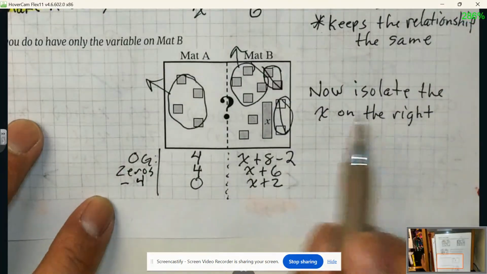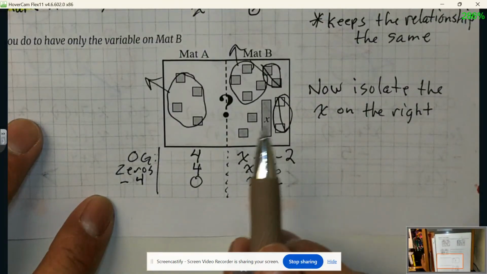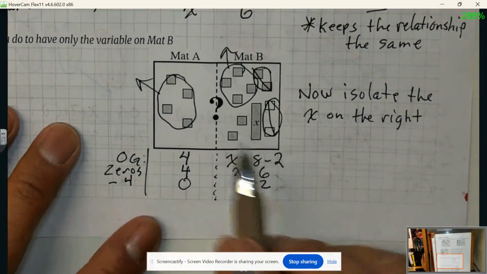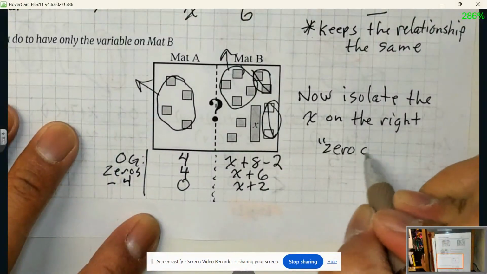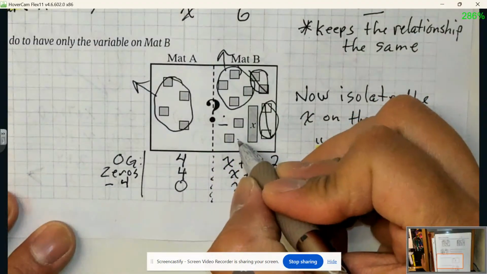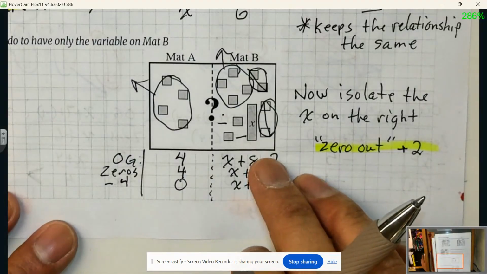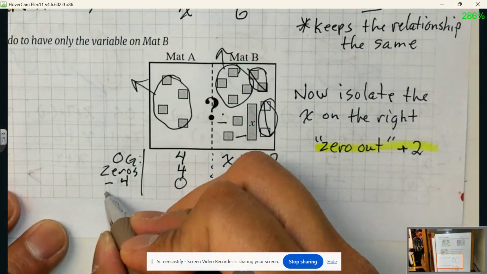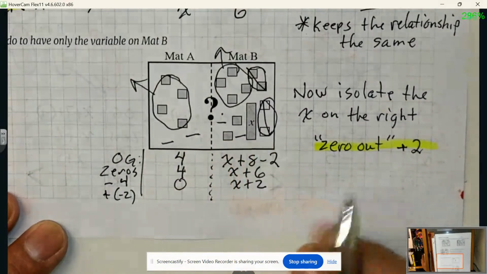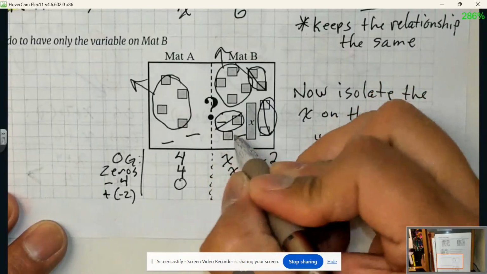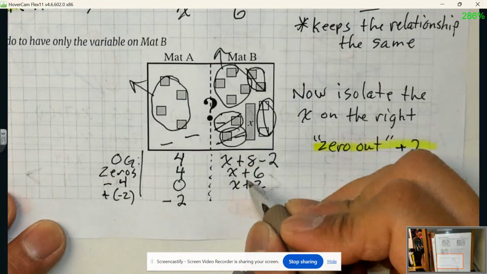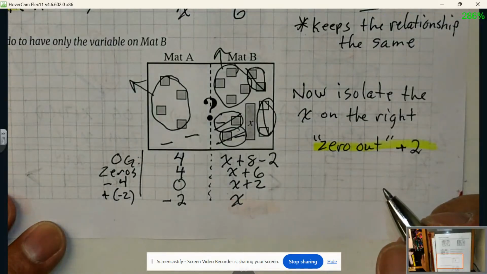Okay, now that makes this a little bit easier because we have less to work with. If we have x plus 2, how do we get x by itself? These are the things we have to get rid of, right? We need to zero out, that's what I call it, zero out 2. How do we zero out 2? We're putting negative 2. Okay, so we're adding negative 2 to both sides. So once we add negative 2 to both sides, that makes this a 0 pair. This is a 0 pair. And we have negative 2 and x by itself.